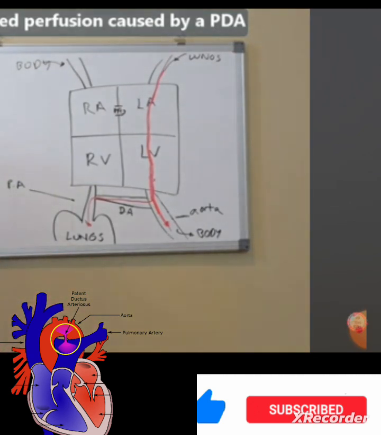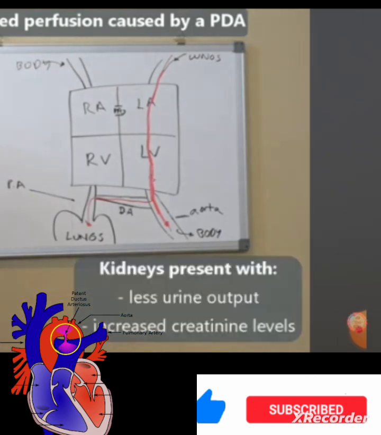So what would we actually see on the baby? Well, with the kidneys, with decreased perfusion, you would see a lower urine output, and you would see, if you're ordering labs, the creatinine creeping up, which would be a sign that the kidneys weren't getting enough blood.